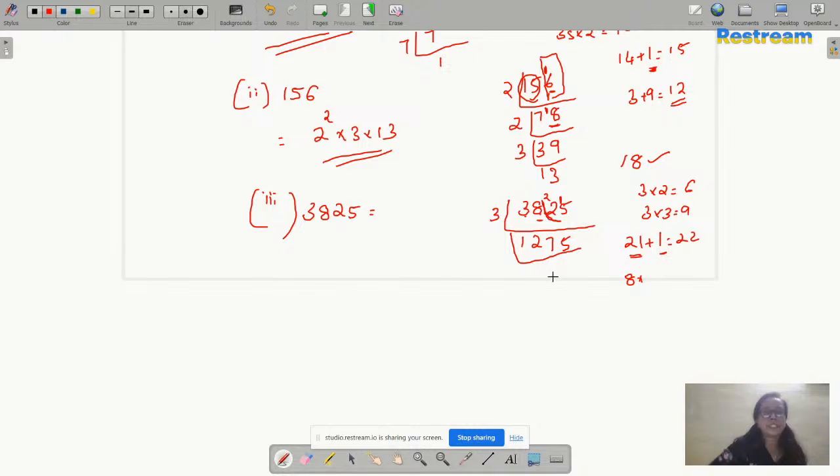Again you see this, which number is divisible here? 5 is a divisible number, no doubt at all. 5 is divisible because the ending number is 5. Before that you check whether it is divisible by 3 or not. 2 plus 1 is 3. 3 plus 7 is 10. 10 plus 5 is 15. So divisible by 3. So yeah, I'll do it.